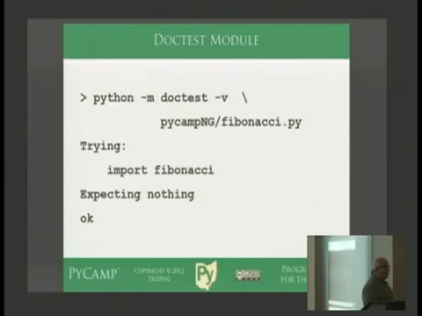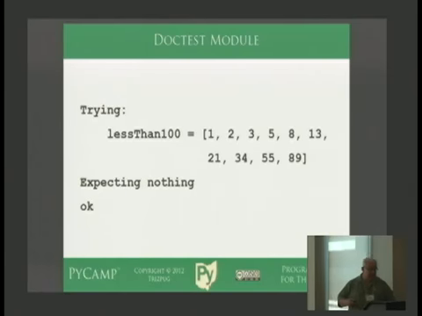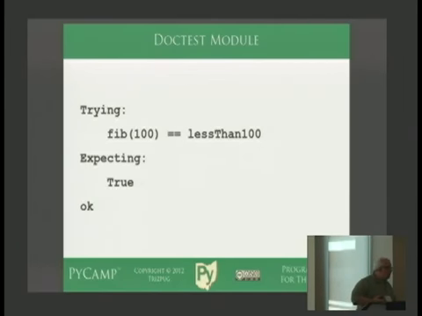First, it's going to say it's trying the test cases that are in the module's doc string. It imported Fibonacci and expected to get back nothing. It should simply go right back to the Python prompt. And in fact, that's exactly what it did. So it reports to us that that's a passing test. Then it will try to bind this list to the identifier less than 100. That doesn't result in any value. That's an assignment statement. It binds a value to an identifier, but doesn't result in any particular value. And so it expects nothing. It gets back nothing.